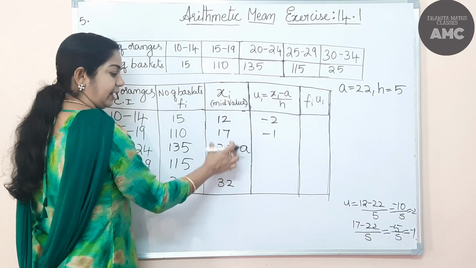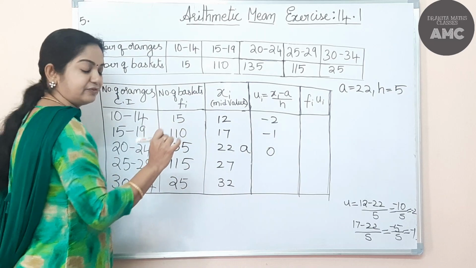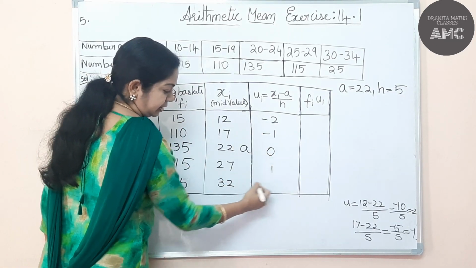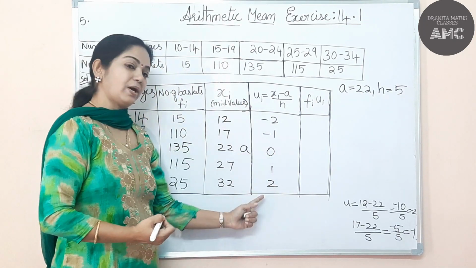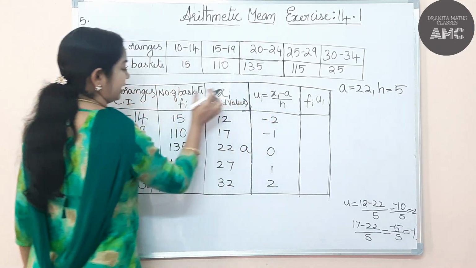So here a and the x value are the same, so you get 0. 22 minus 22 by 5. And 27 minus 22, 5 by 5 is 1. Here you get 2. These are the simplest values of u.